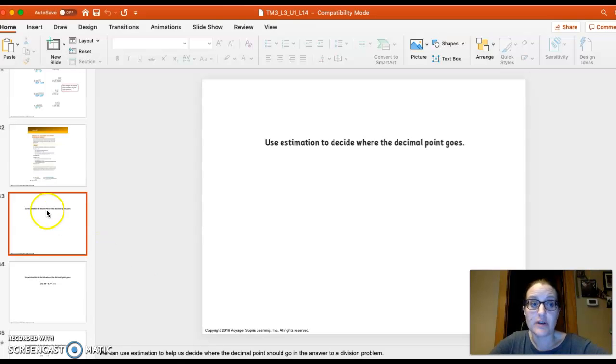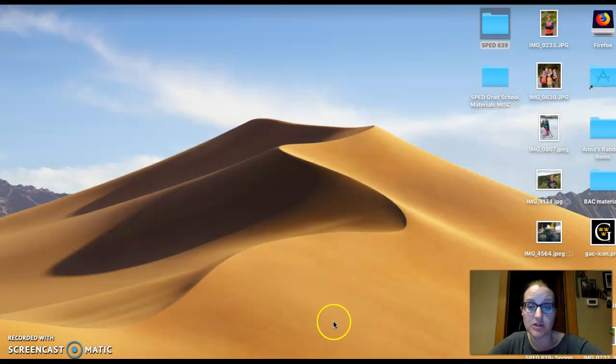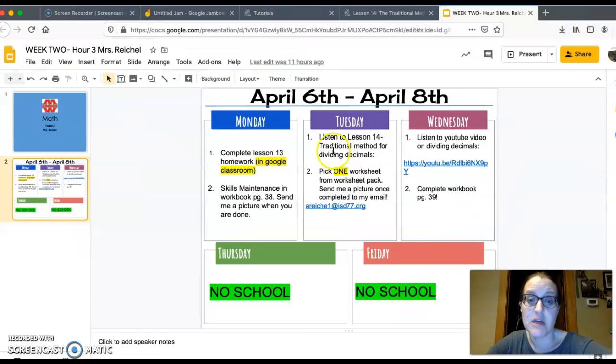So that is what we are doing for this week is lesson 14. And we will do this first part of dividing decimals. And like I said, you can use your calculator for this. I am totally fine with that. So for today, listen to this lesson, which you are doing right now, and then pick one worksheet from that worksheet packet I sent home of various worksheets, and then email that to me when you've completed it. You can take a picture and show me.